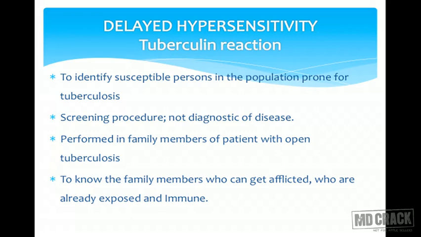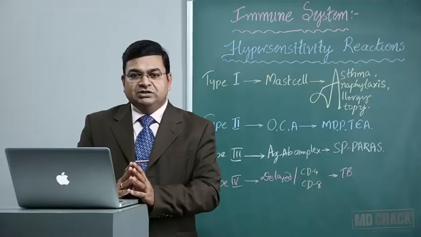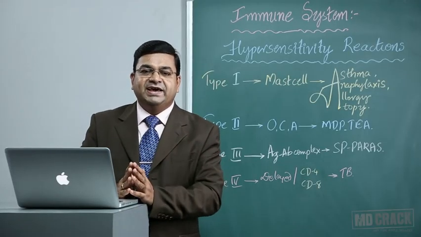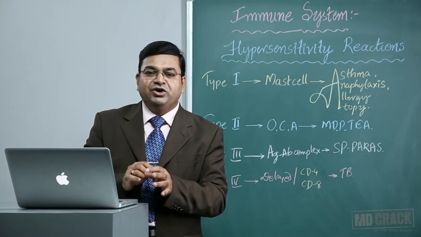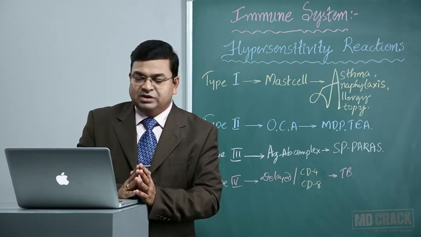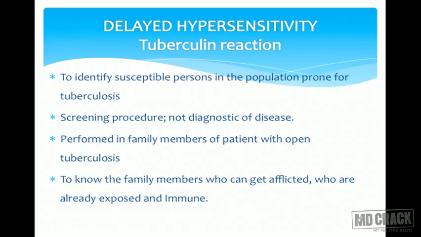The persons who are immune, you need not give any tubercular prophylaxis. In a person who has no reaction at all, you have to further investigate whether they are cases of immunosuppression like HIV and AIDS. The persons who show an exaggerated reaction, where you will see erythema and induration of more than 1 centimeter, are the ones who need prophylactic treatment with antitubercular drugs.